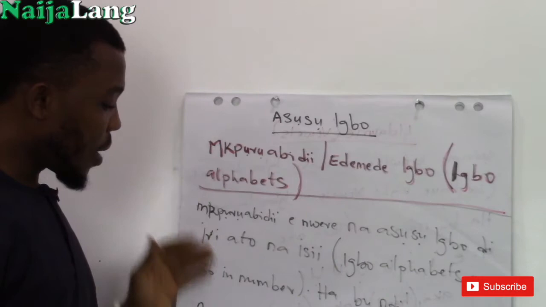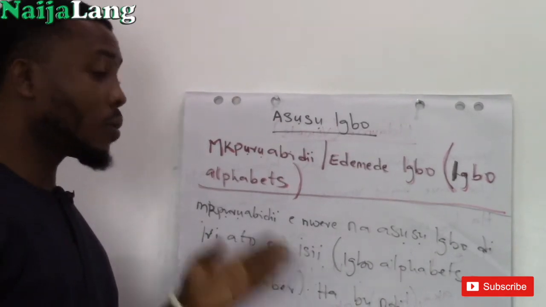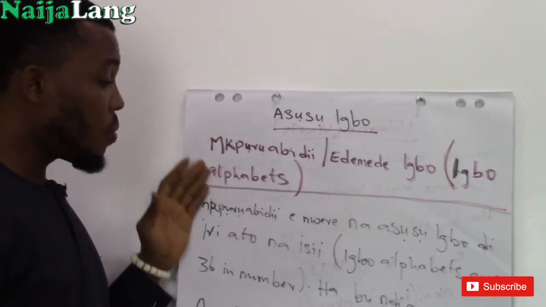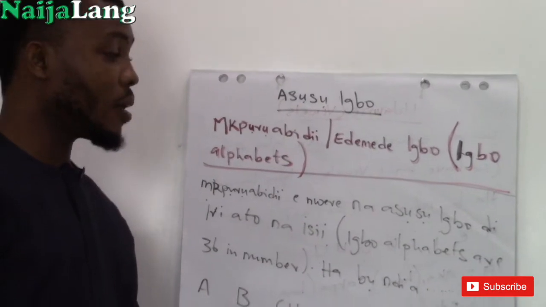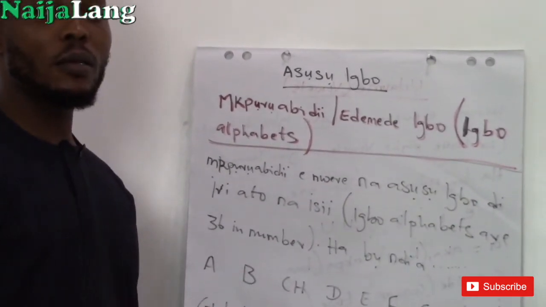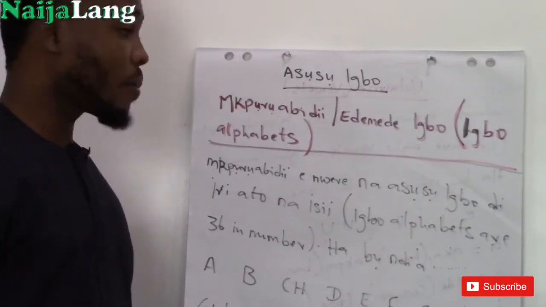It is these alphabets that make up Igbo alphabets. Ọ bụ mkpụrụ okwu ndị a, mkpụrụ edemede ndị a bụ mkpụrụ edemede ndị Igbo ji wee mere mkpụrụ abịdị ha.